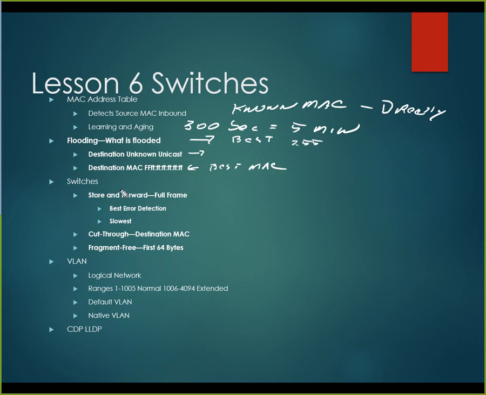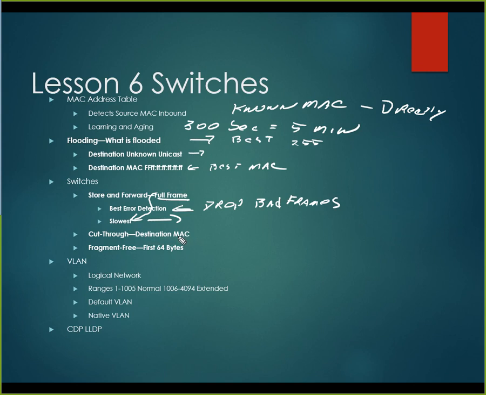And then switches, we had 3 different types of switches. We had store and forward, cut through, and fragment free. The store and forward gets the full frame, everything in it, so it can detect errors. It's best for error detection, and then drops bad frames. And it is the slowest because it has to have the full frame before it forwards it.